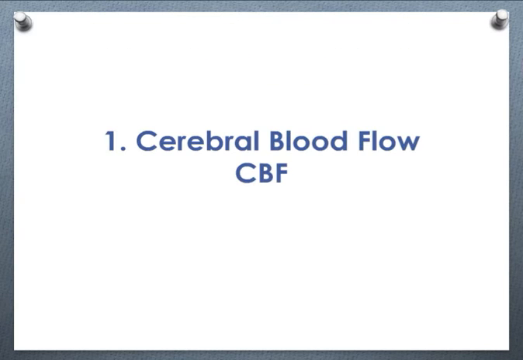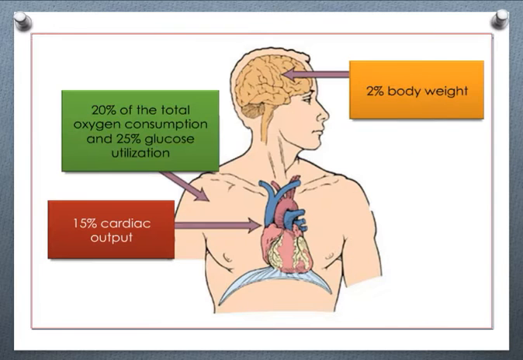Talking about the first point, cerebral blood flow, we have to say that our target organ doesn't weigh so much, 2% of the total weight of the body, but has a high oxygen consumption, 20% of the body's total oxygen consumption and 25% of the glucose utilization. To satisfy these needs, it requires 15% of the cardiac output.